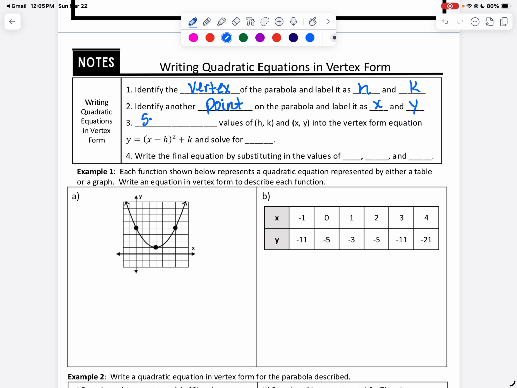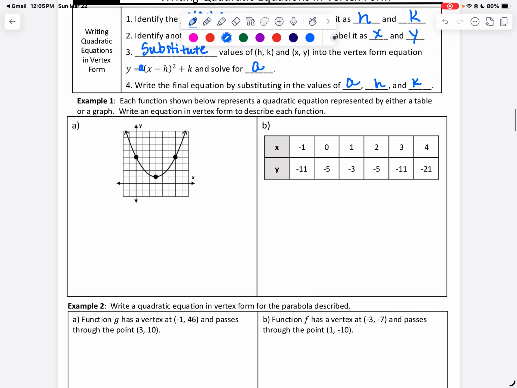After that, you will substitute the values of h, k, x, and y into the vertex form of an equation, which is y equals a times x minus h quantity squared plus k, and solve for a. And then finally, you'll write the final equation by substituting in the values of a, h, and k. All right, let's look at an example of these steps in action.